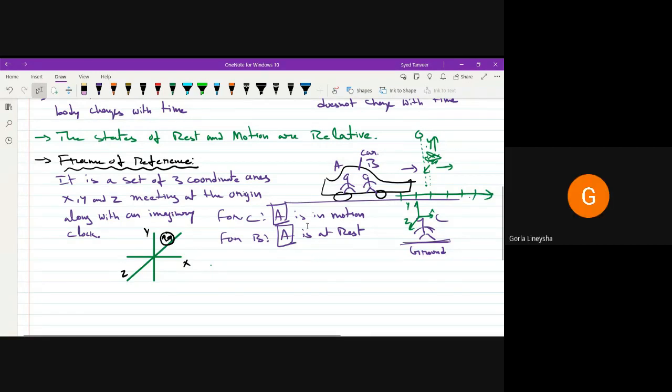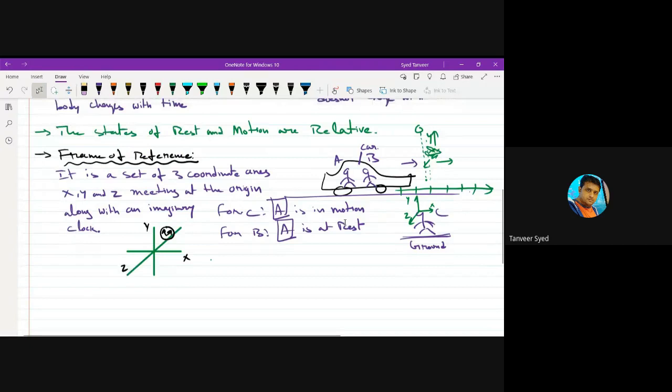This is the point of view, sir. Point of view is a general term. Technically, we call it a frame of reference. So that's why we say that the states of rest and motion are relative. One body which is in motion for someone might be at rest for someone else. That depends on the frame of reference.